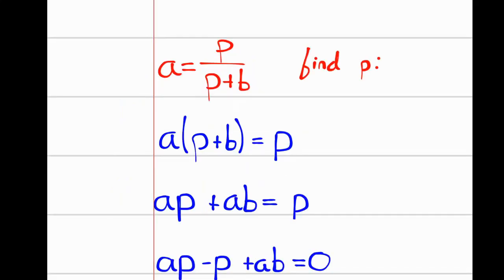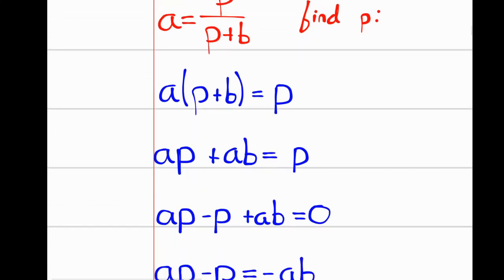So we're given a equals p over p plus b. We multiply on both sides by p plus b. The p plus b on the right hand side will cancel, and we're left with a times p plus b on the left equals p. Multiply the a in, and you're left with ap plus ab equals p.